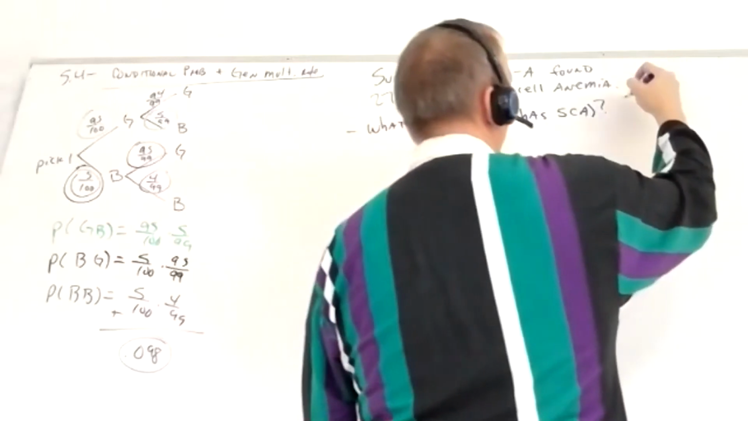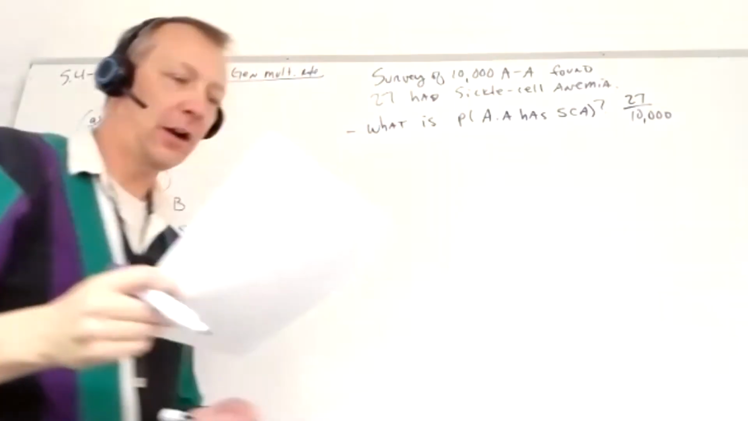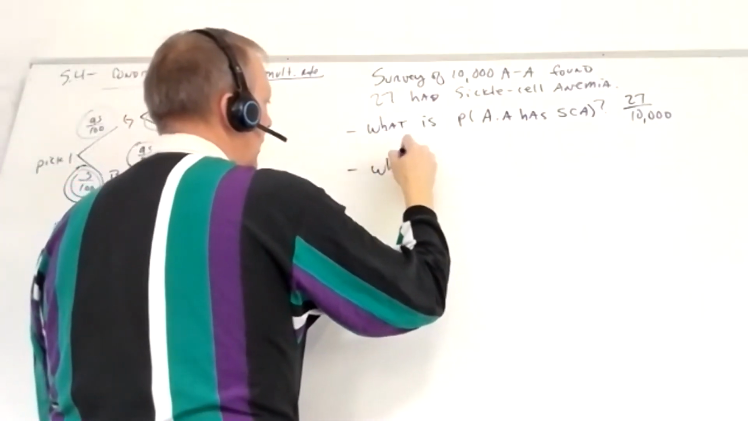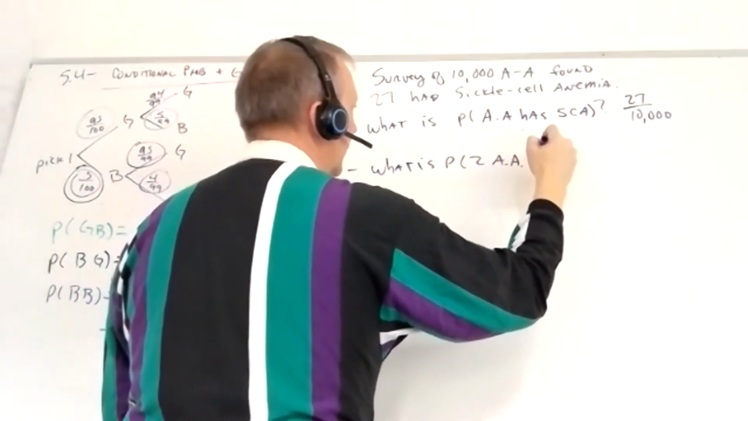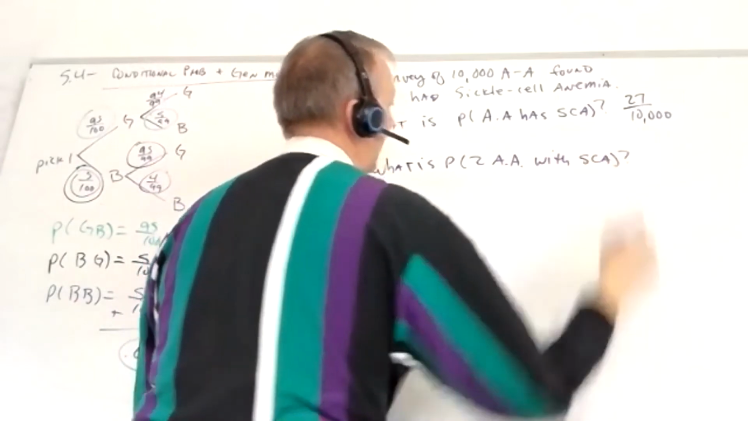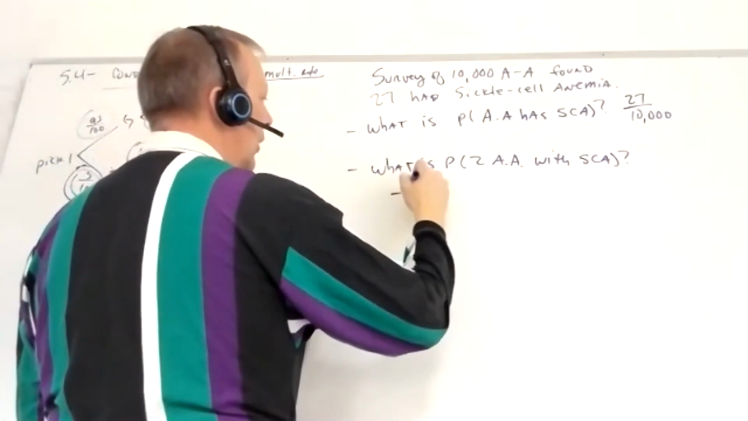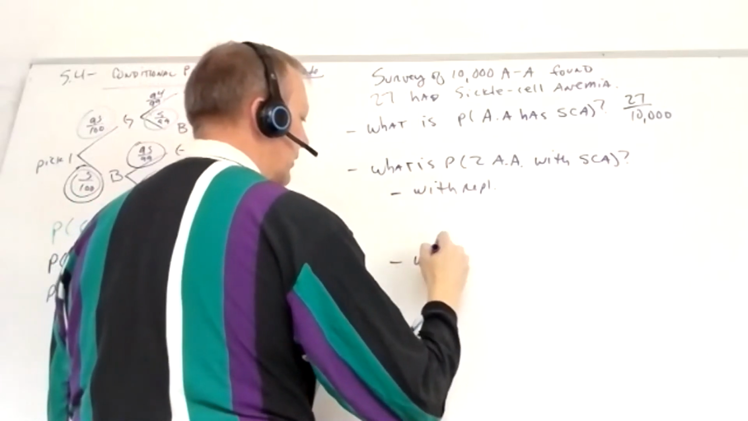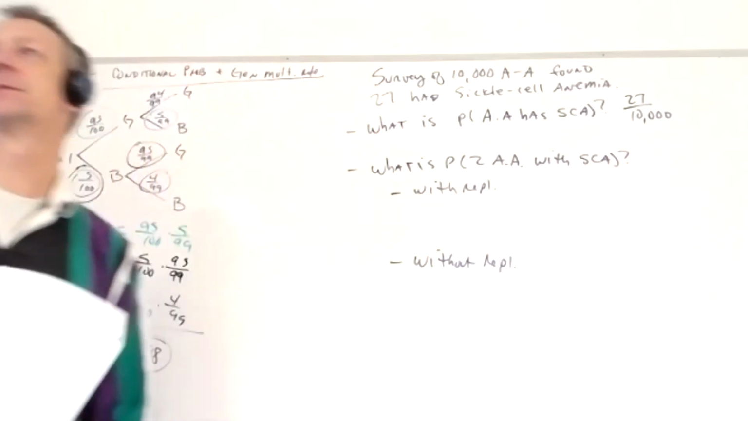Yep, 27 out of 10,000. Okay. All right, so now what is the probability of 2 African Americans with sickle cell anemia? Okay, I want to do this two different ways, with replacement and without replacement.